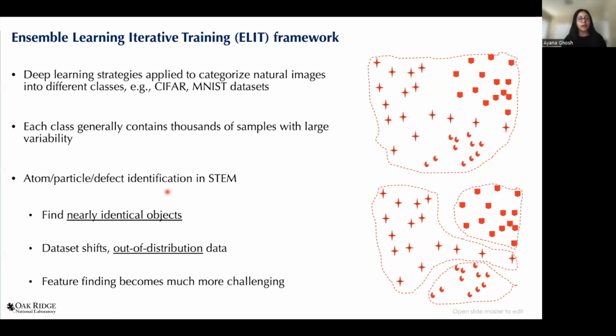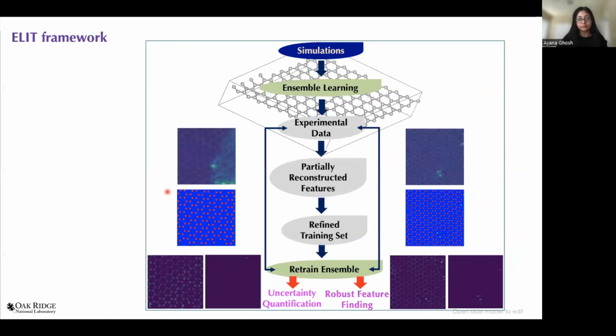This is also applicable to data coming from simulations, because you can tune different parameters in your input files when you run the simulations, and that could give you changes that were not considered in the previous distribution. So in general, feature finding here becomes much more challenging. That's where ELITE comes into play.